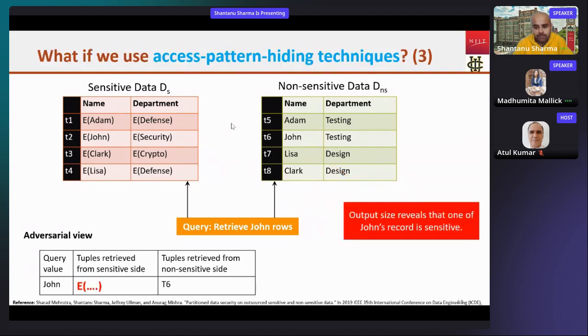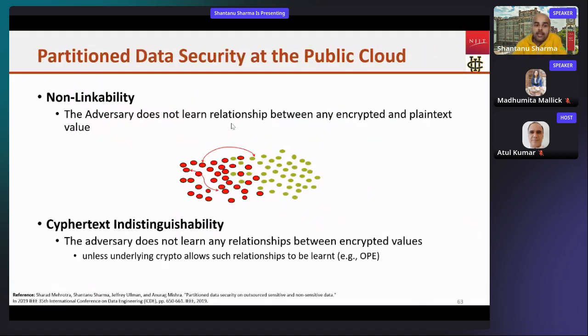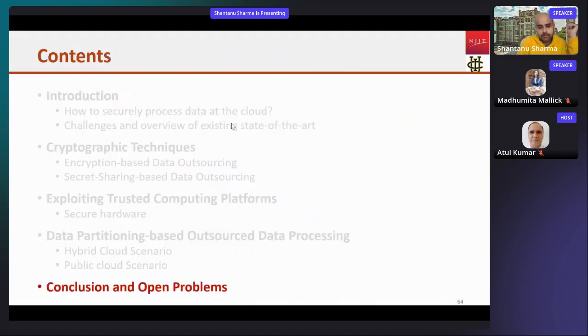Okay, so the next thing is, if we use access pattern hiding techniques for the sensitive part, the adversary will not learn anything, but still he will know that something is returning from the sensitive side. Based on the output size, he will know something. And to deal with these things, we need to provide two new security properties: that the adversary cannot link between the sensitive and non-sensitive parts, and that within the ciphertext he will not know anything.